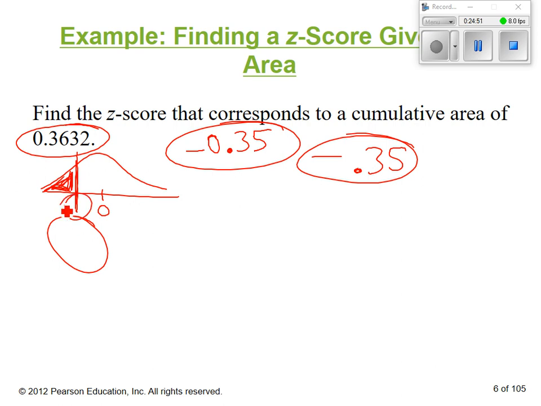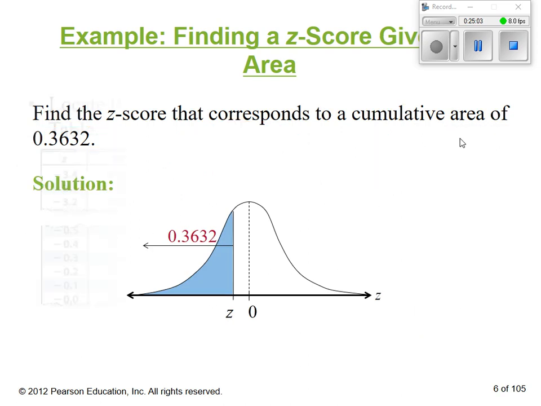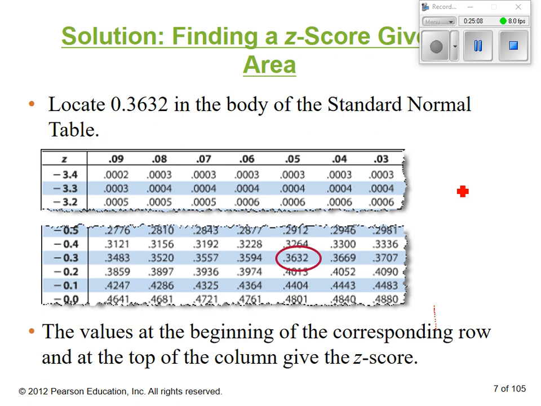Thirty-some percent down there, is that about where we guessed it at? Yeah, somewhere around there. We didn't really guess real close. So notice this number, we're just going to put them together. That's our z-score. So the z-score is negative 0.35.